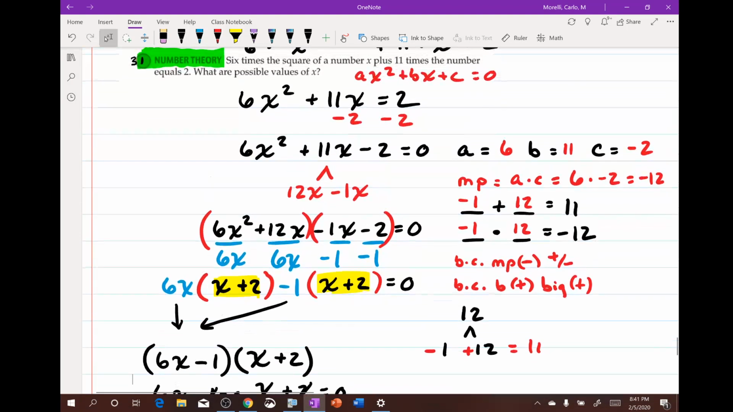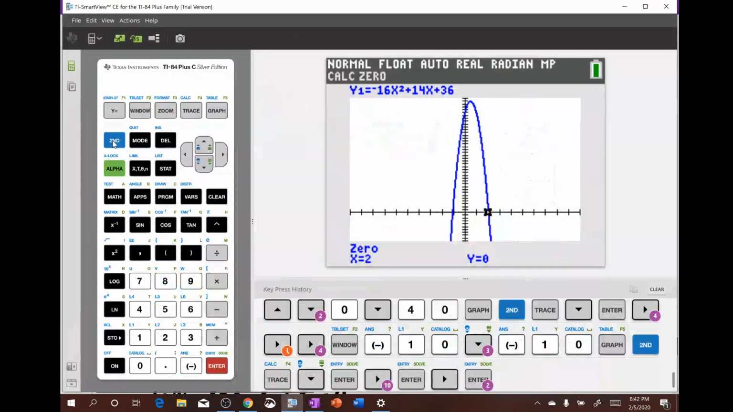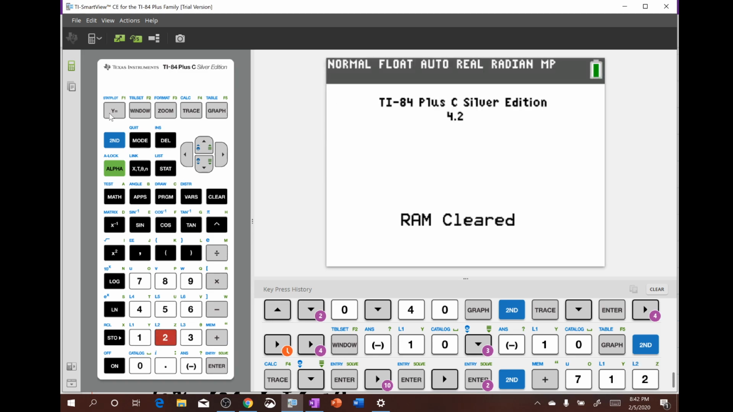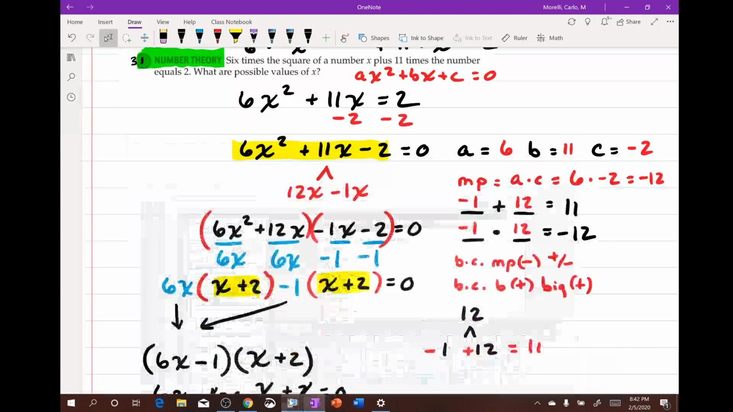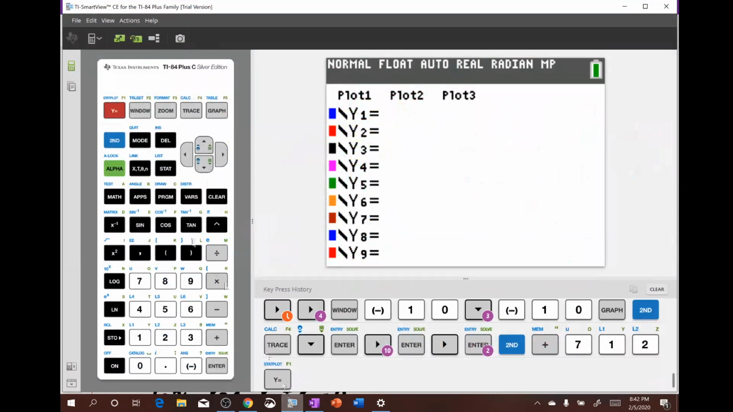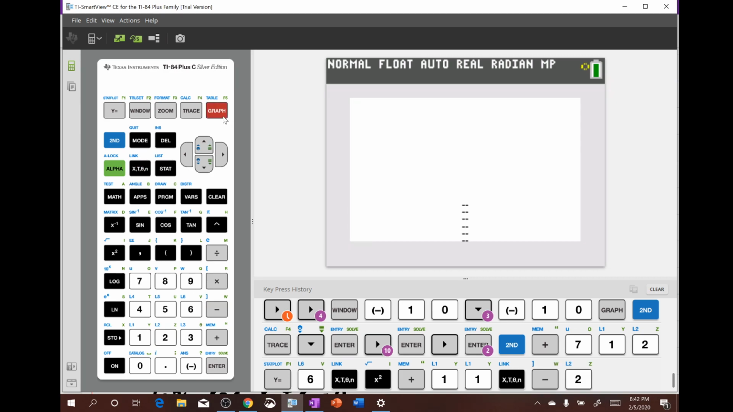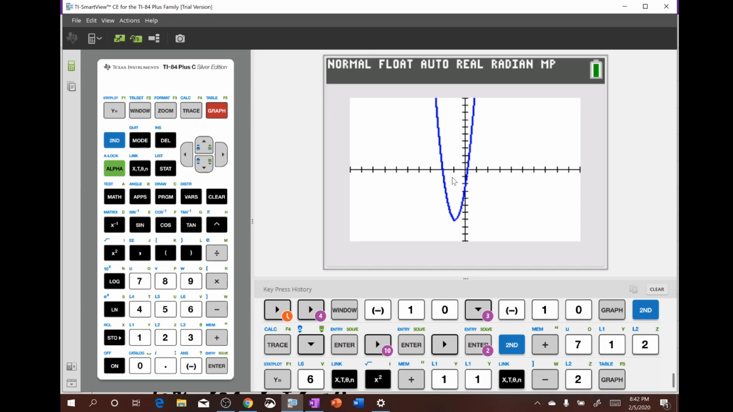We'll just put this standard form equation right here. 6x squared plus 11x minus 2. I want to clear the memory because I messed with a bunch of stuff. And then I'll put in 6x squared plus 11x minus 2. And we'll graph that. Awesome.